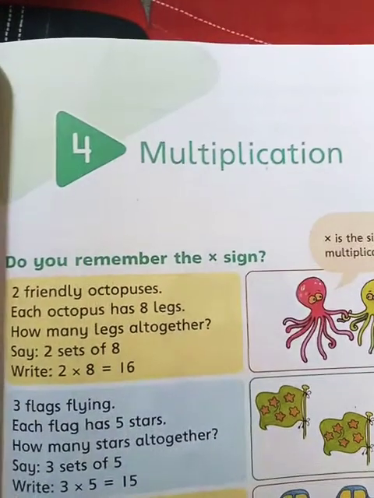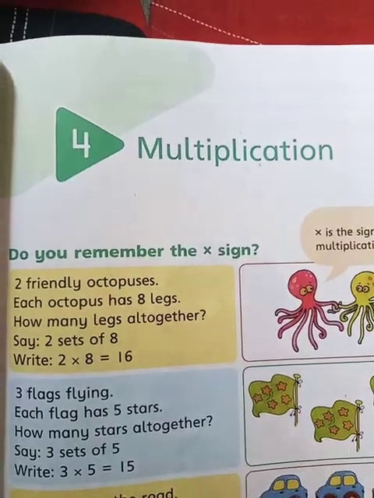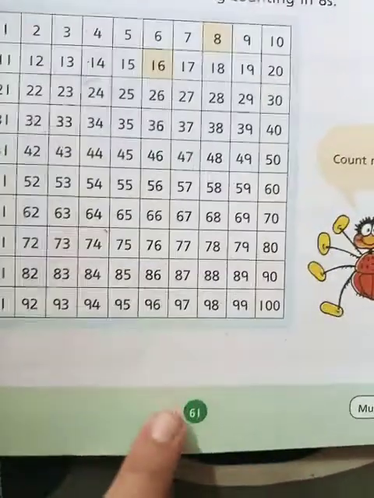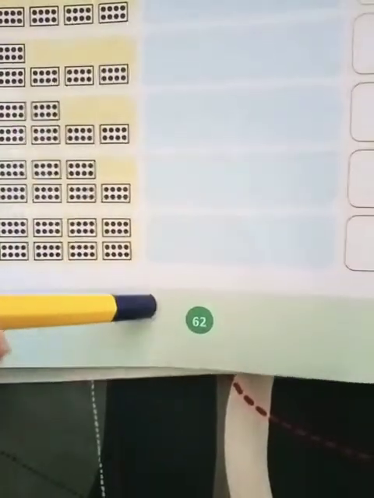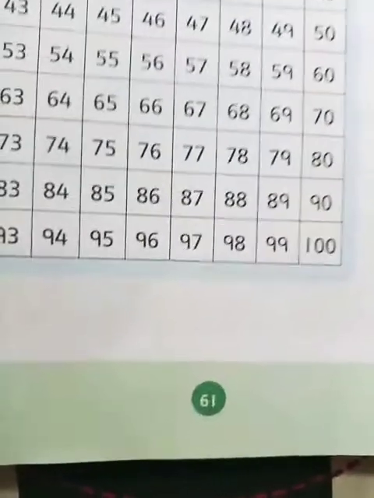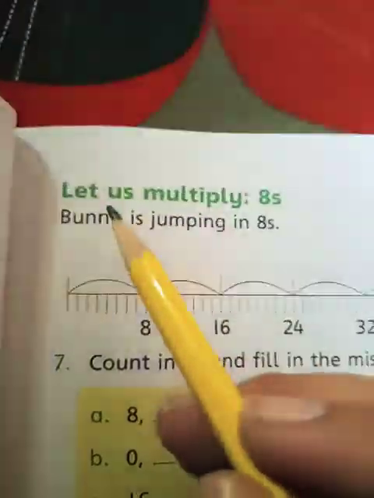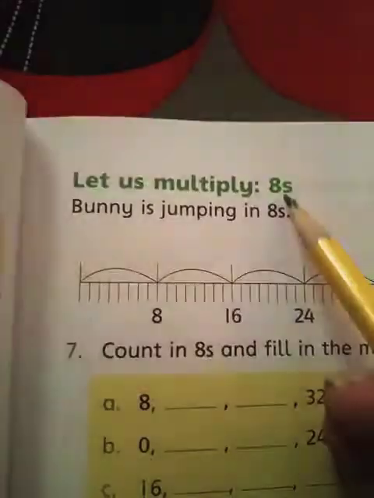Students, we were revising our chapter number 4, that is multiplication. We are going to revise page number 61 and page number 62. Now open page number 61. And our today's topic is let us multiply 8s.